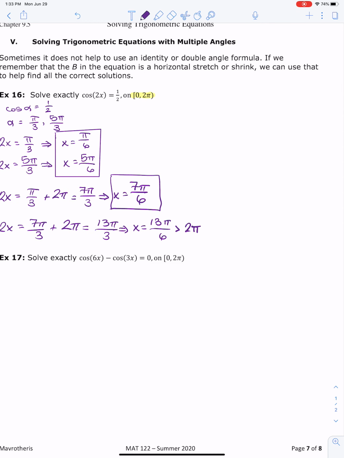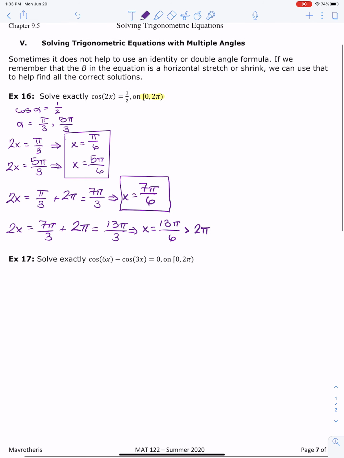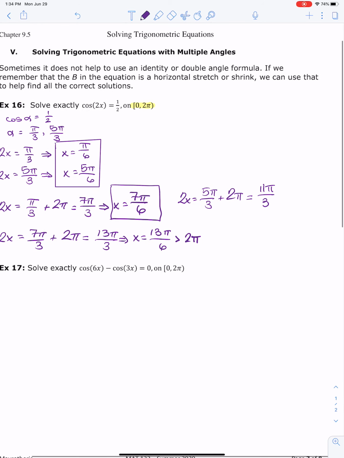Okay, so I need to do the same thing with my 5 pi over 3. So I have 2x equals 5 pi over 3. I'm adding 2 pi to that to find a coterminal angle. So I get 5 pi over 3 plus 6 pi over 3, which gives me 11 pi over 3. When I divide both sides by 2, I get x equals 11 pi over 6. That is still less than 2 pi, so this one works.